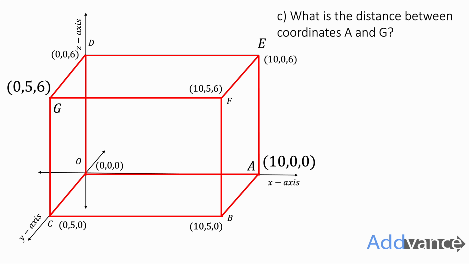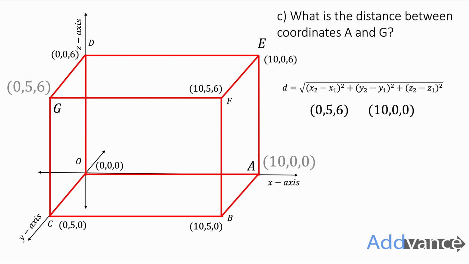What is the distance between A and G? Well, here we're going to use the distance formula. And for this, we use this formula here: x2 minus x1 squared, plus y2 minus y1 squared, plus z2 minus z1 squared, all under a square root. This is given to you in your formula booklet in IB Maths.